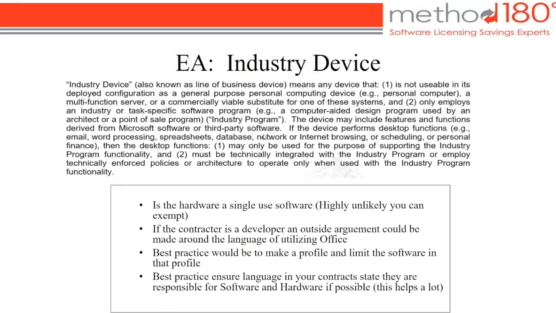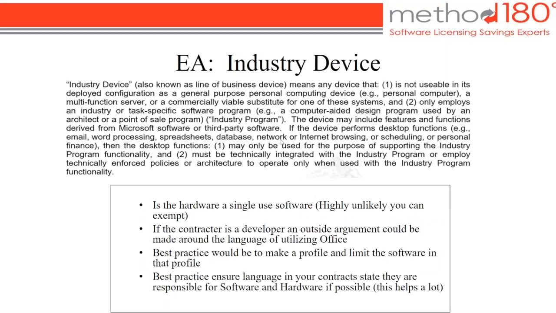it runs? Okay, so I always say that it's very highly unlikely that we'll be able to exempt somebody under this industry device clause, but there are potentials, and I'll talk about that here in a second. The reason I say it's highly unlikely is that it's most likely that these contractors have Office on there. And if it's got Office, because we go back to the thing, if it's capable of running Office or is running Office, it's a qualified device.